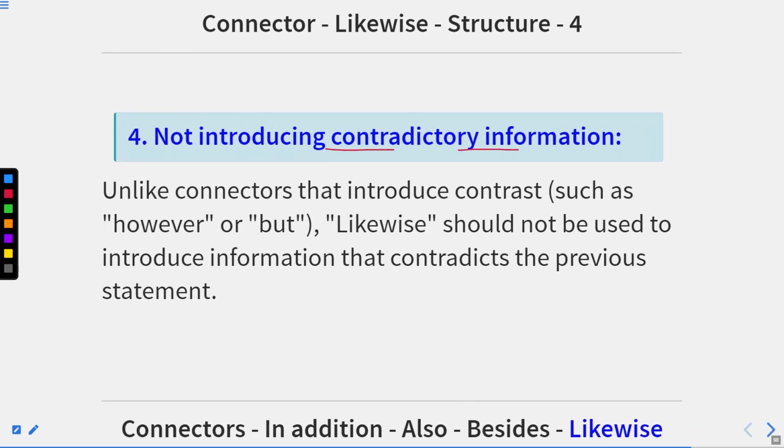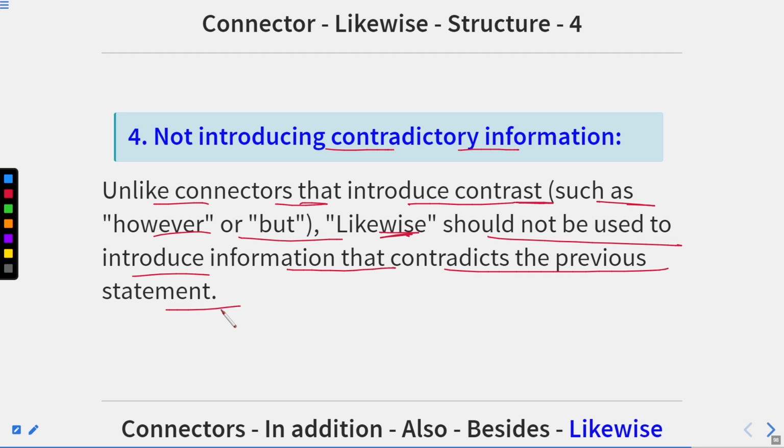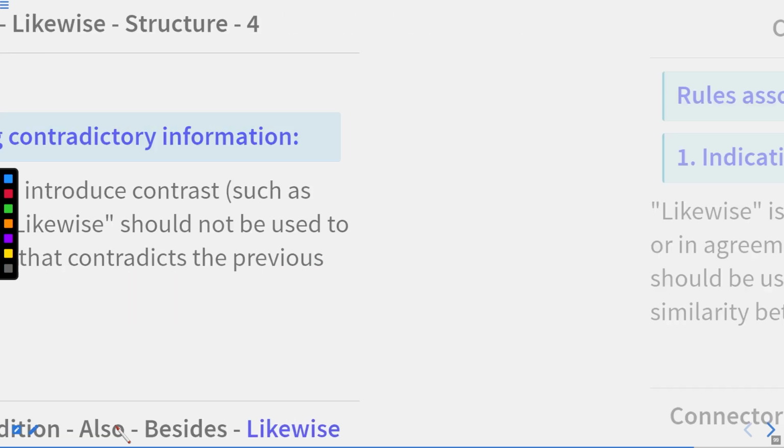Not introducing contradictory information. Unlike connectors that introduce contrast, such as however or but, likewise should not be used to introduce information that contradicts the previous statement. So, this is something very, very important about likewise, that it shows the similar idea of the previous statement, not the contradictory statement of the previously said statement.